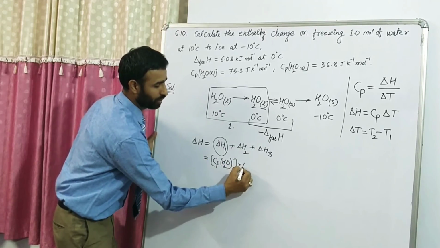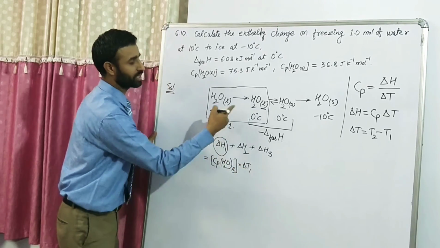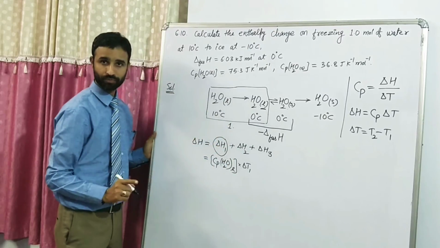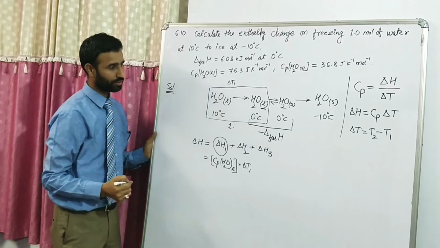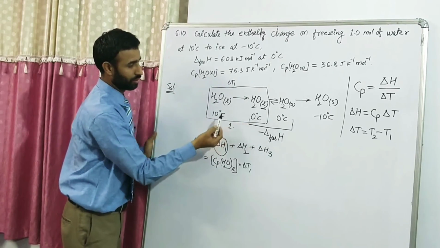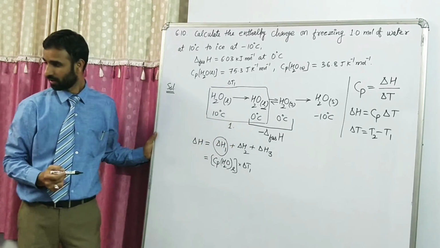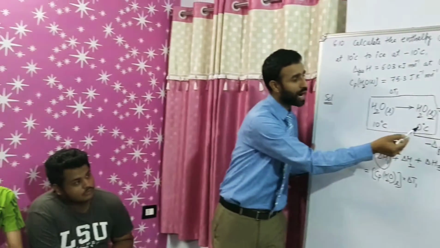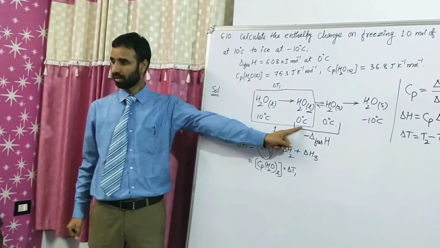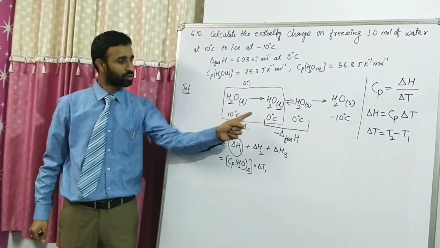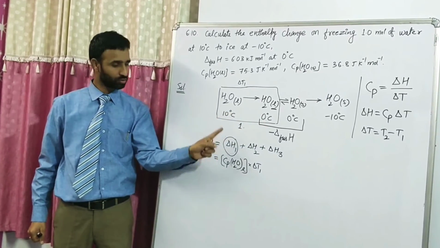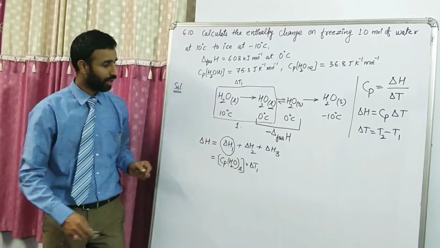So in this way, delta H1 is Cp of H2O liquid into delta T1. So what is delta T1? The final temperature is 0 degrees Celsius and the initial is 10 degrees Celsius. So 0 minus 10, it is minus 10.